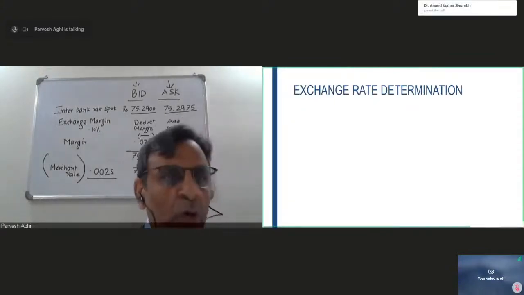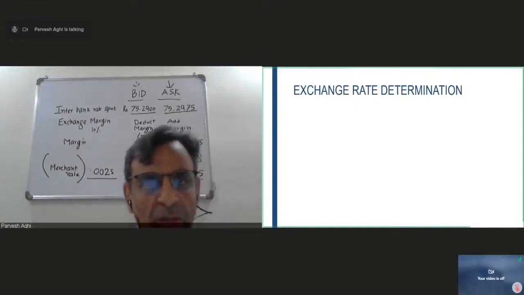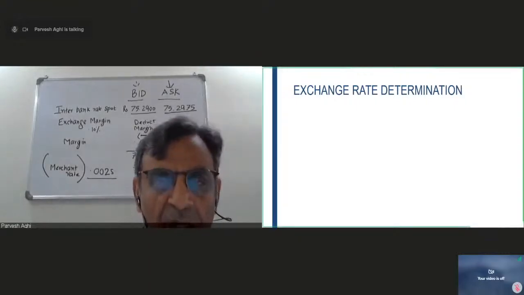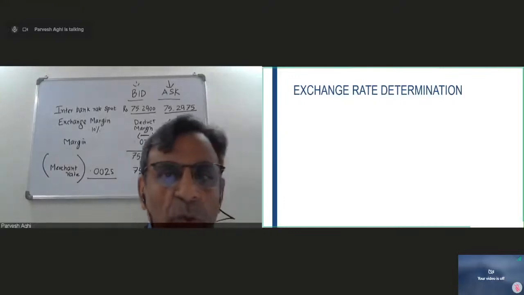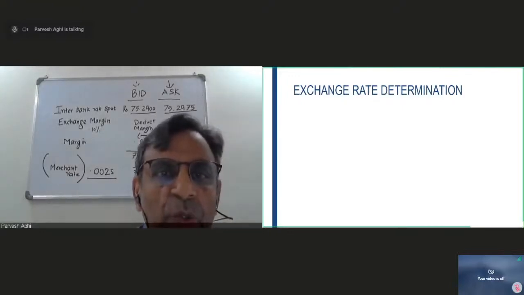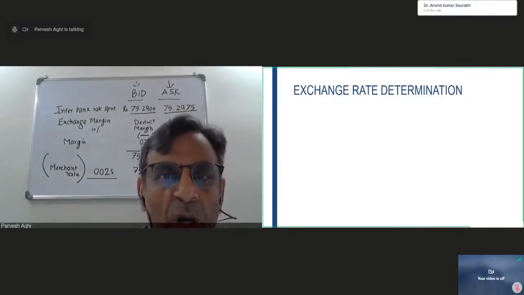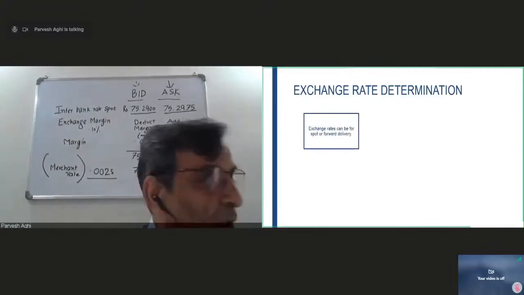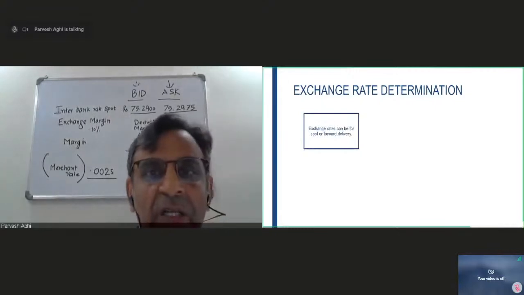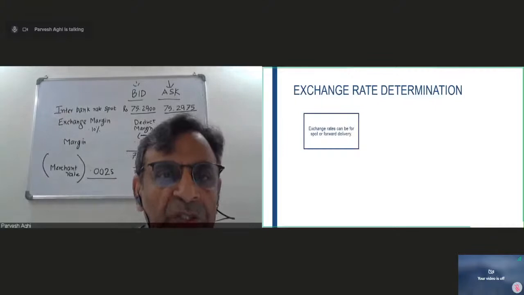So now we move on to some more conceptual things, and then I'll explain certain things on the board again. I hope you are able to see the board. So, exchange rate determination. How are exchange rates determined? Somebody asked me how the bid and ask rates are decided. So we are actually moving in that direction.